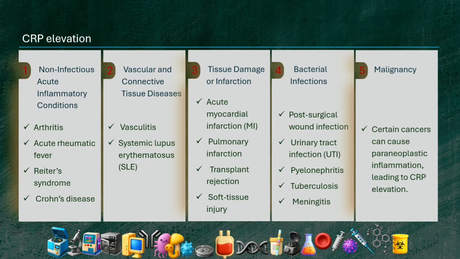2. Vascular and connective tissue diseases. These involve immune-mediated damage to blood vessels and connective tissues. Vasculitis, inflammation of vessel walls. CRP helps detect systemic involvement. Systemic lupus erythematosus, SLE.